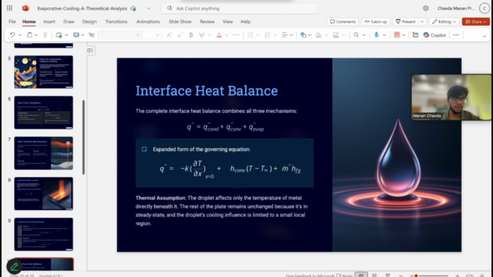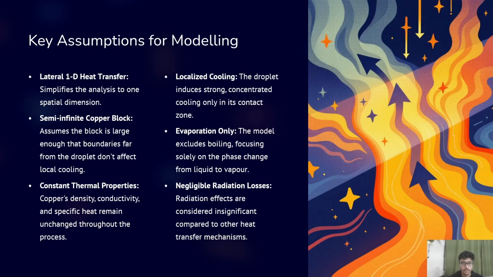So basically, at the contact point, all three modes take place simultaneously. The equation shown on the side combines these three effects. One important assumption we make is that the cooling is highly localized: the droplet only cools the region directly beneath it, while the rest of the copper plate almost remains unchanged because it is already in the steady state. This assumption allows us to model the surface temperature more accurately.